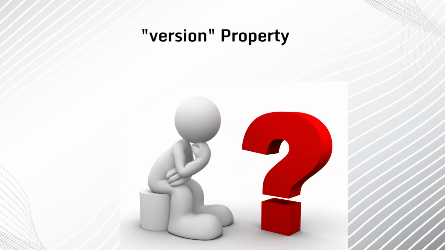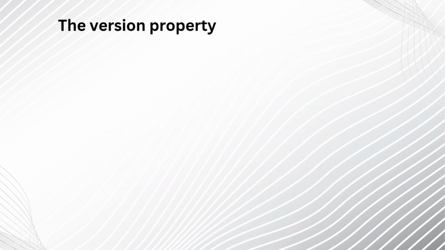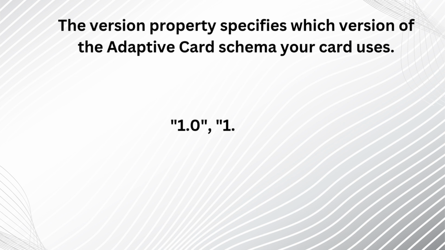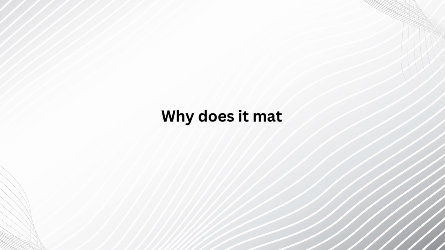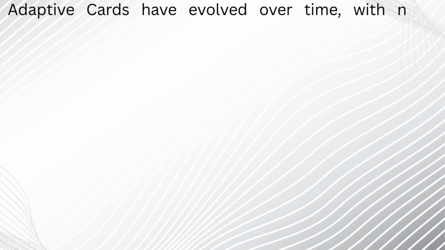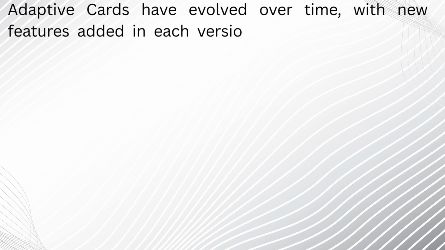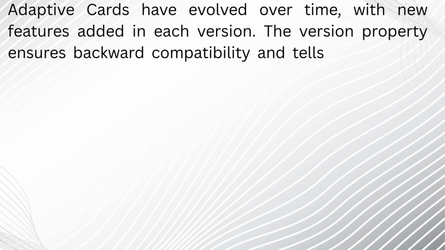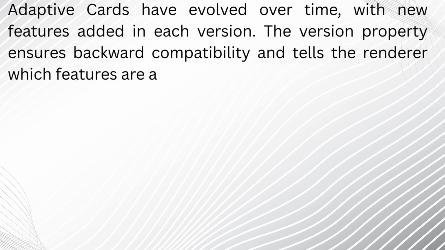Next, let's talk about the version property. The version property specifies which version of the adaptive card schema your card uses. It's written as a string in the format major, minor, like 1.0, 1.2, or 1.5. Why does this matter? Adaptive cards have evolved over time, with new features added in each version. The version property ensures backward compatibility and tells the renderer which features are available in this card.